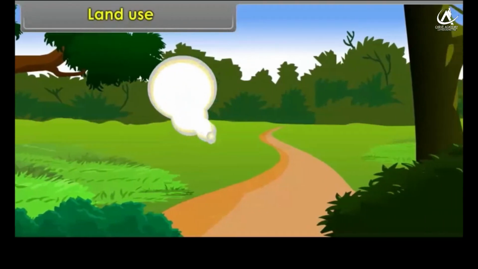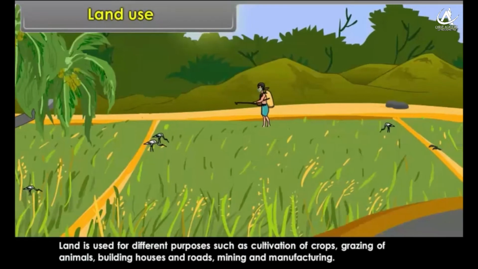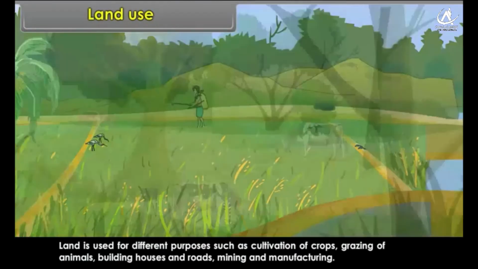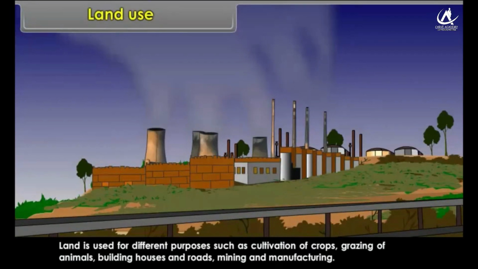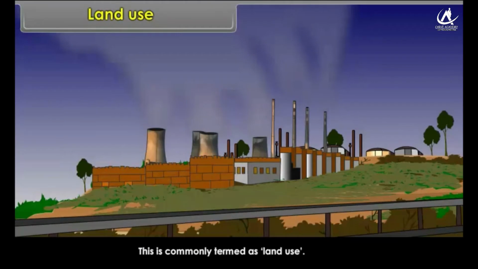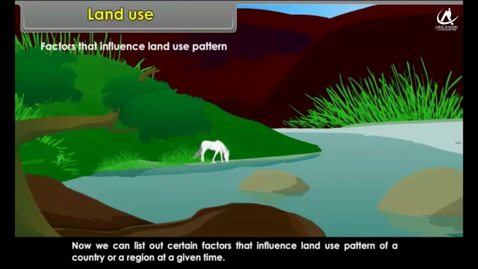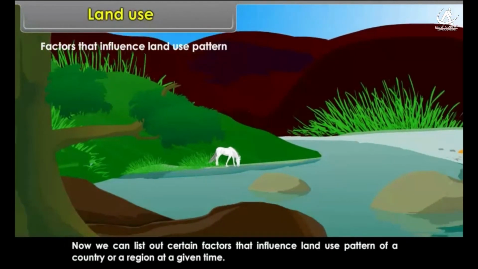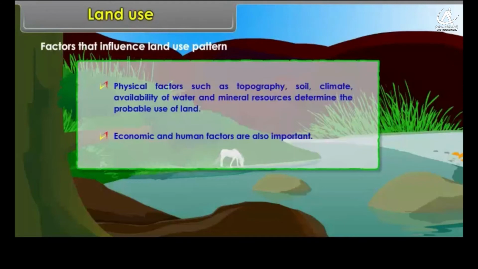Land use. What are the different purposes for which land is used? Land is used for different purposes such as cultivation of crops, grazing of animals, building houses and roads, mining and manufacturing. This is commonly termed as land use. Now, we can list out certain factors that influence land use pattern of a country or a region at a given time. Physical factors such as topography, soil, climate, availability of water and mineral resources determine the probable use of land. Economic and human factors are also important.